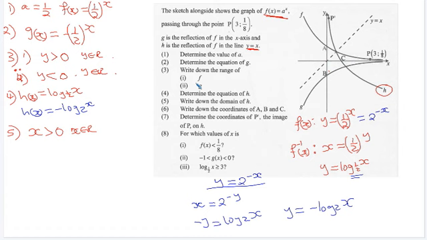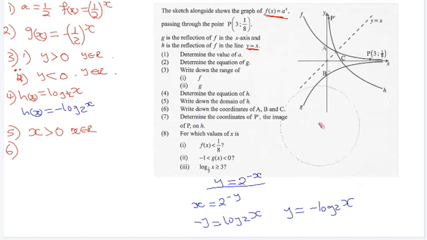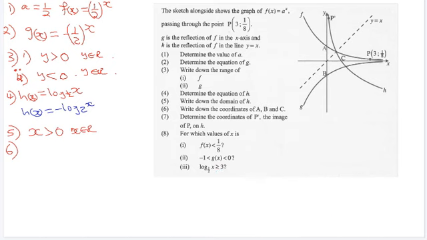Okay? That is number 5. And then number 6. Write down the coordinates of A, B, and C. The coordinates of A, B, and C, where are they?